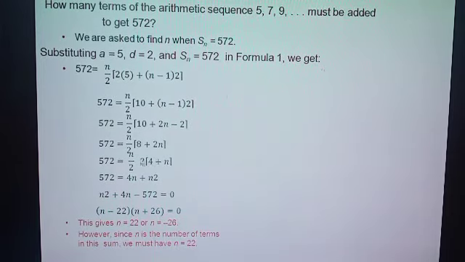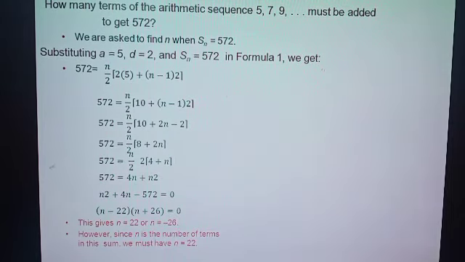2 in the numerator and denominator cancels. Then you will be remaining only n here. n into 4 is 4n plus n into n is n square. So 4n plus n square you will get. This side you have 572. If you bring this 572 to the right side, plus 572 will become minus 572. Then this side you will be having 0.